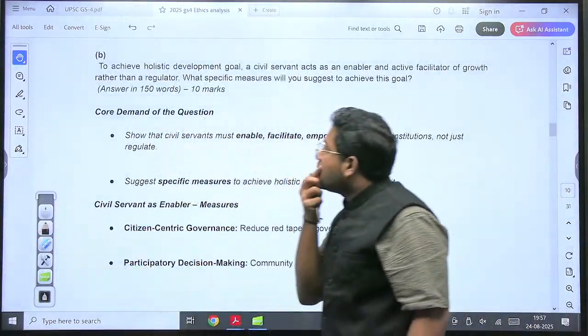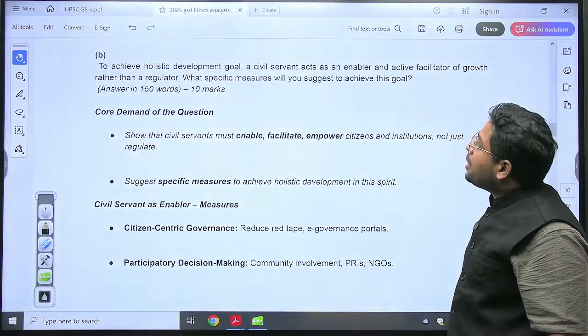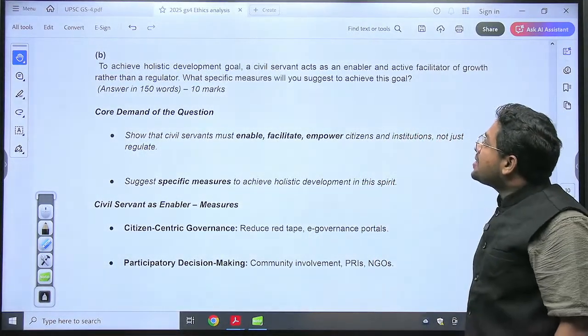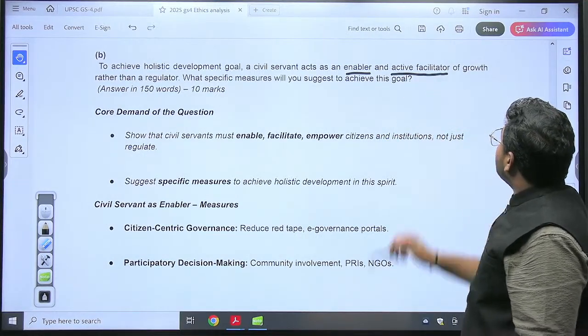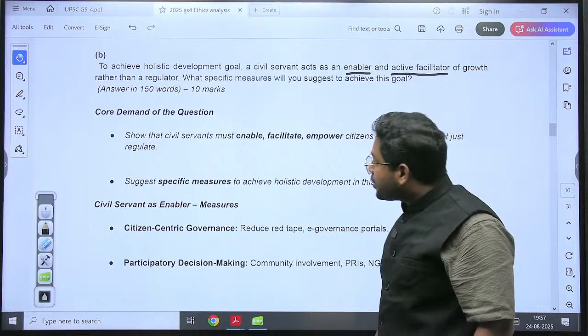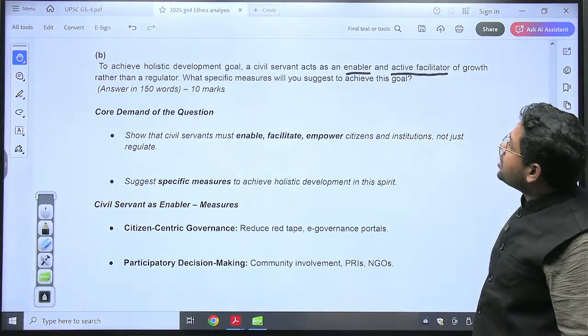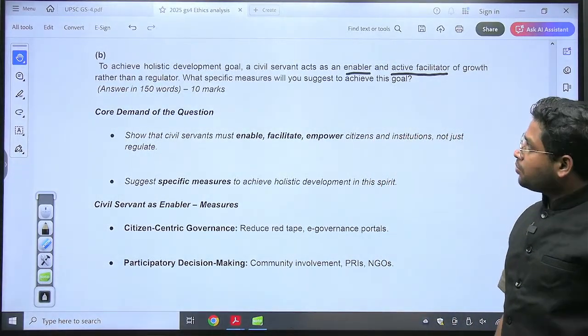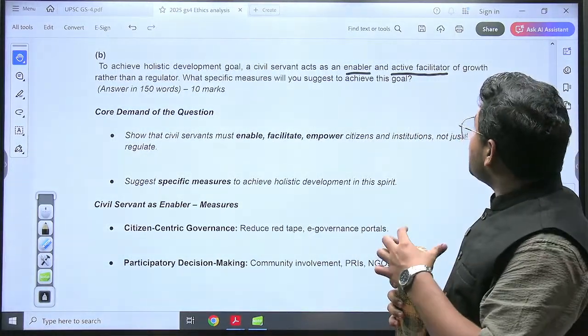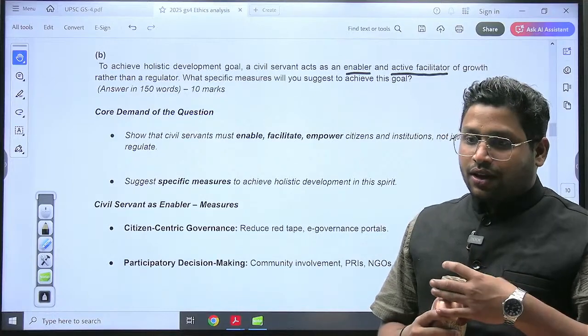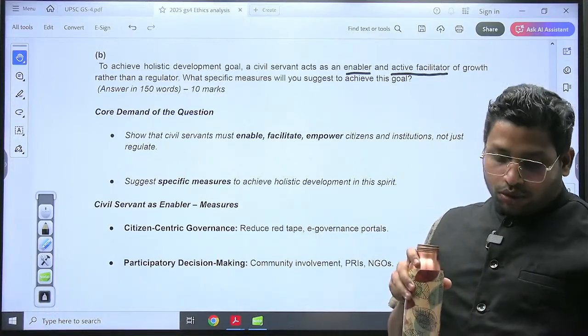Now, to achieve holistic development goal, a civil servant acts as an enabler and active facilitator of growth rather than regulator. What specific measures will you suggest to achieve this goal? What do you understand by this? They are talking about specifically civil servants and their role. What's their role?